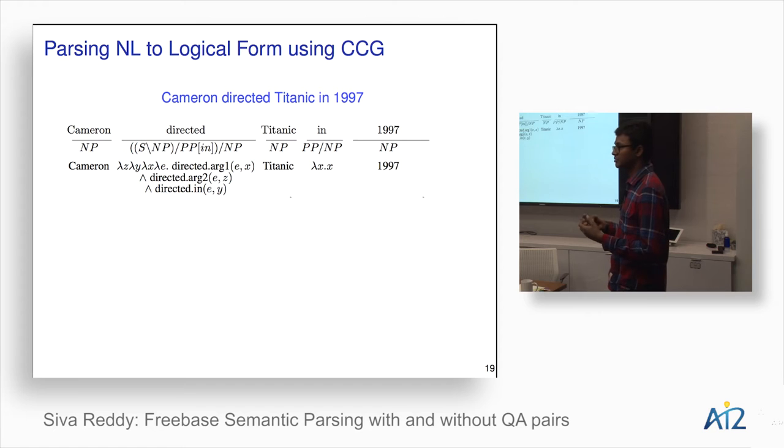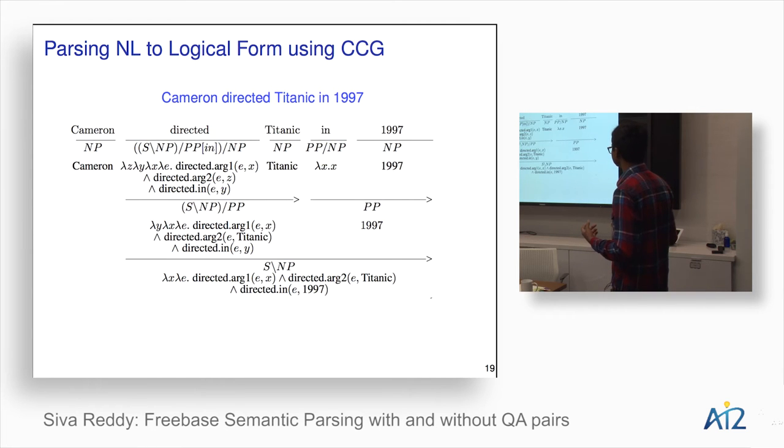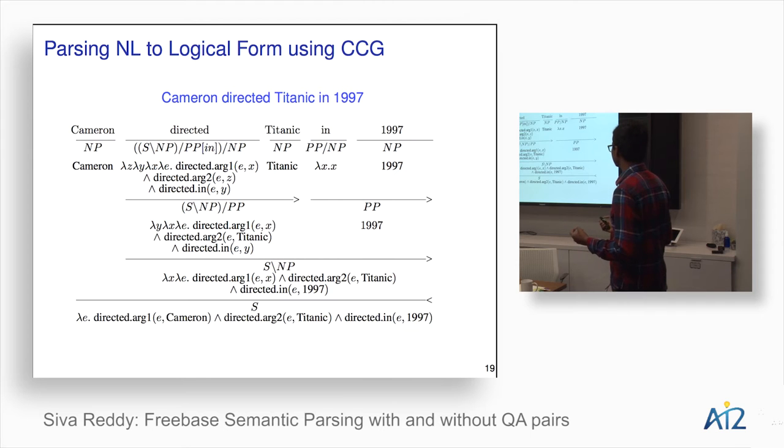Using that category, you can articulate the predicate-argument structure using lambda calculus. So I'm saying that there is some z, in this case Titanic, and there is y, which is 1997 here, and there is Cameron, which is x. The predicate-argument structure says there is an event e, and all of these entities are participants in this event, and the predicates are present. The good thing about CCG is that you can derive logical forms compositionally. By this I mean, from directed and Titanic, you can compute the semantics of directed Titanic. From in and 1997, you can compute the semantics of in 1997. Then you can compute directed Titanic in 1997, and in the end you end up with the logical form for the whole sentence. Okay. So now we have ungrounded logical forms.